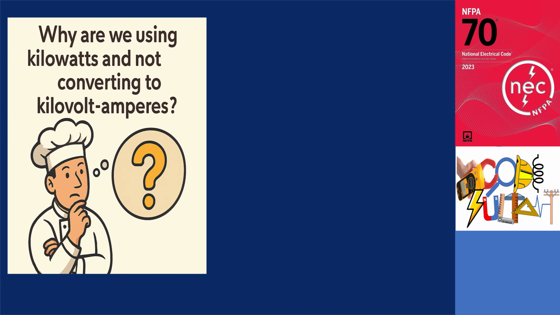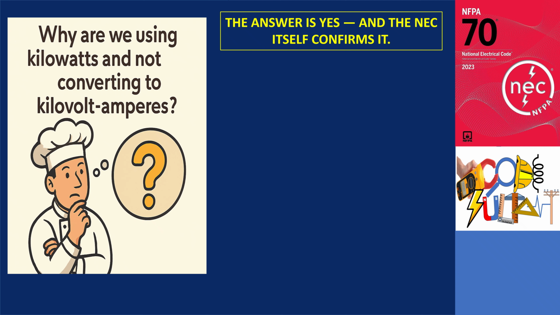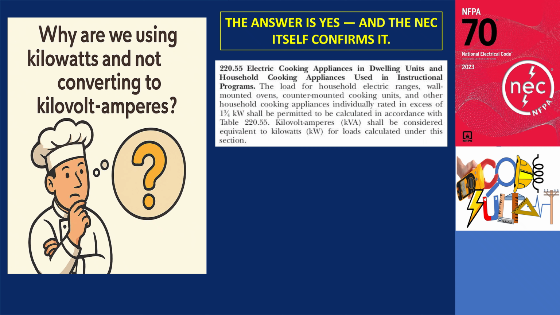Now before we go further, let's clear up another common question that often comes up when applying Table 220.55. Why are we using kilowatts and not converting to kilovolt amperes? Is it okay to just stick with kilowatts? The answer is yes, and the NEC itself confirms it. Section 220.55 states, "Kilovolt amperes shall be considered equivalent to kilowatts for loads calculated under this section."